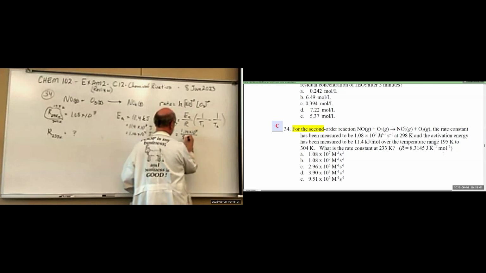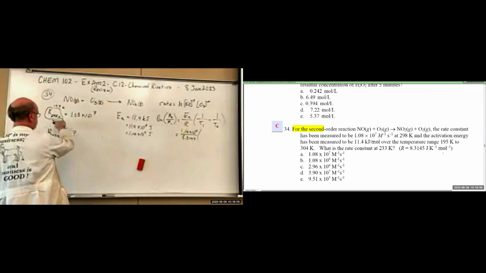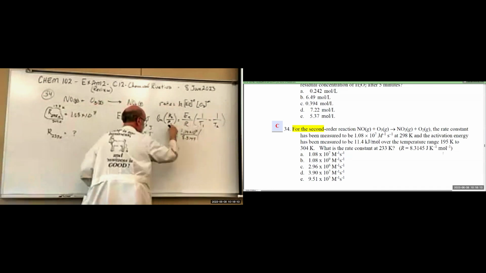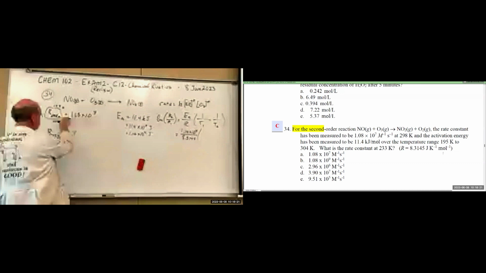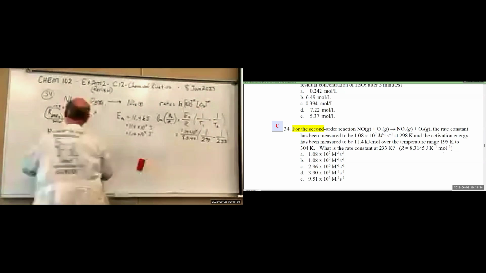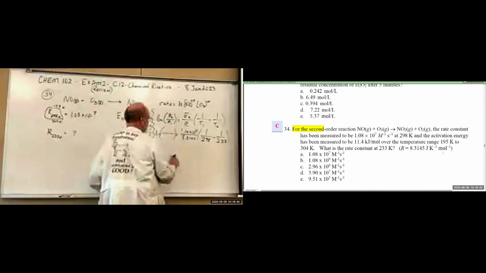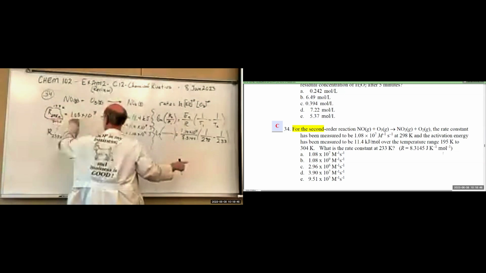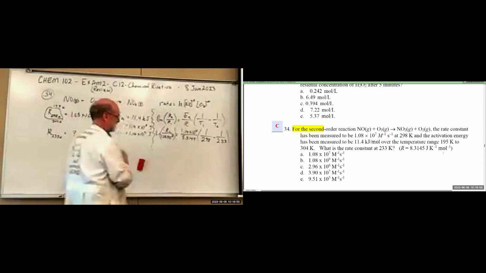There, this is 8.3145. Now we have temperature 1 is this one, right? As long as we keep them, this one associated with that one, it doesn't matter which one we pick. But if I pick this one as T1, then 298, and then T2 is 233. That means that K1 is associated with 298, 1.08 times 10 to the 7. This is where you can get mixed up. And then K2 is our unknown.